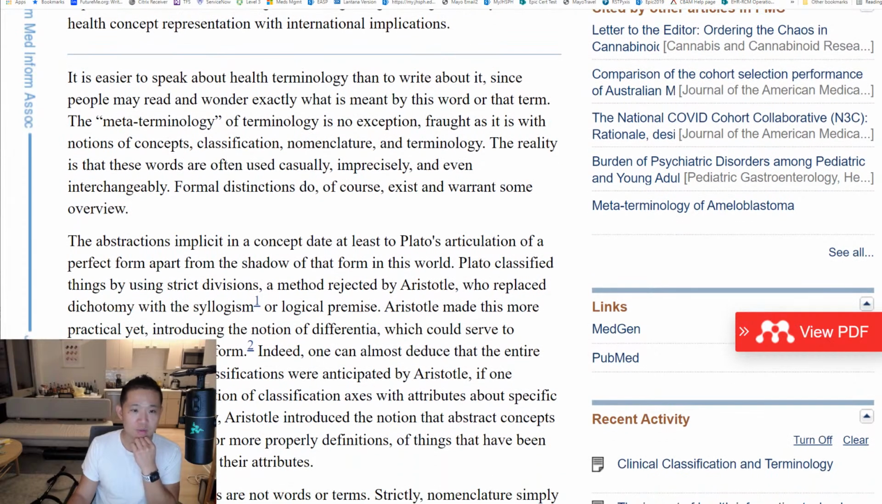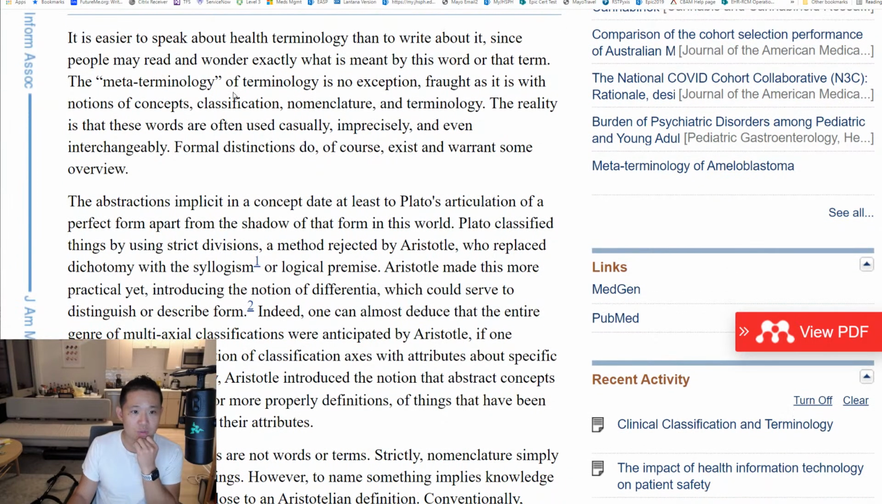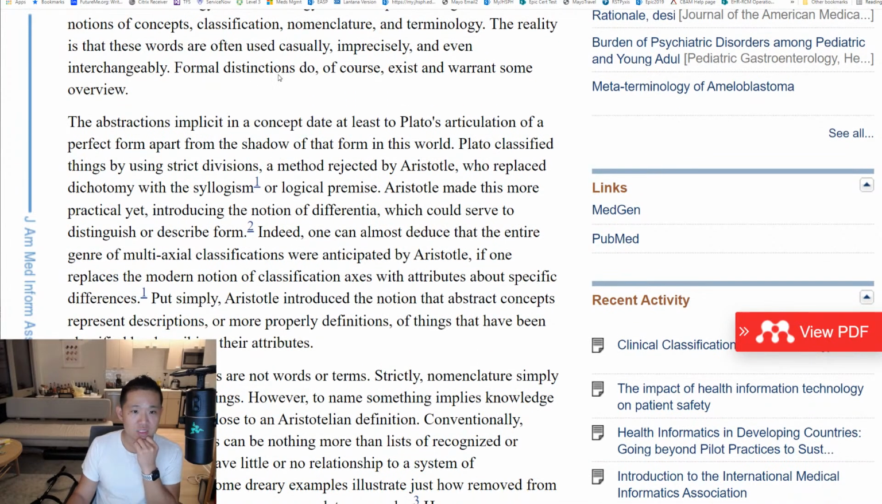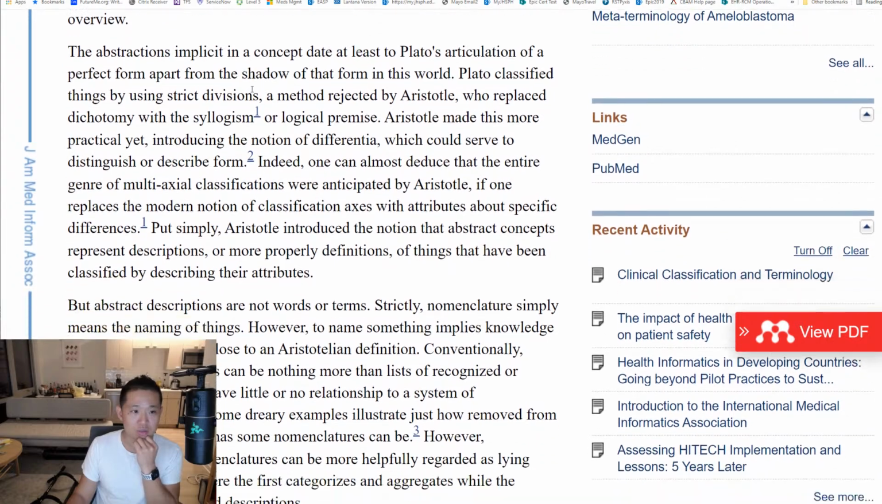It is easier to speak about health terminology than to write about it, since people may read and wonder exactly what is meant by this word or that term. The meta-terminology of terminology is no exception, fraught as it is with notions of concepts, classifications, nomenclature, and terminology. The reality is these words are often used casually, imprecisely, and even interchangeably. I'm probably guilty of that. Formal distinctions do, of course, exist and warrant some overview.